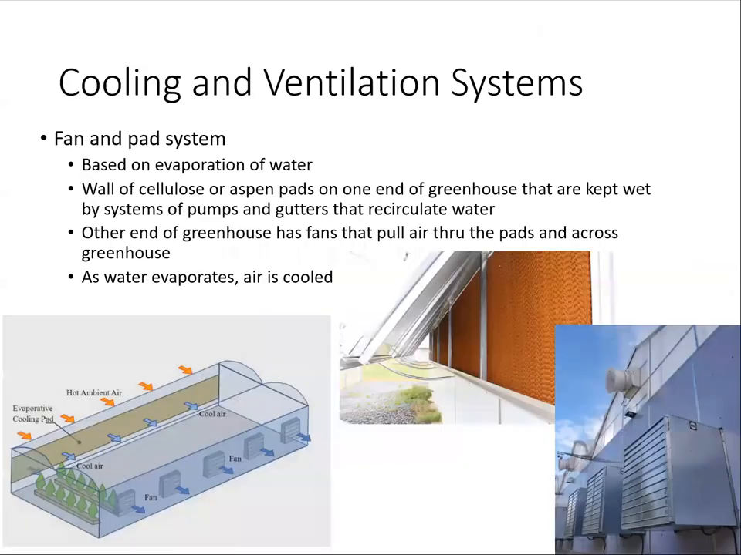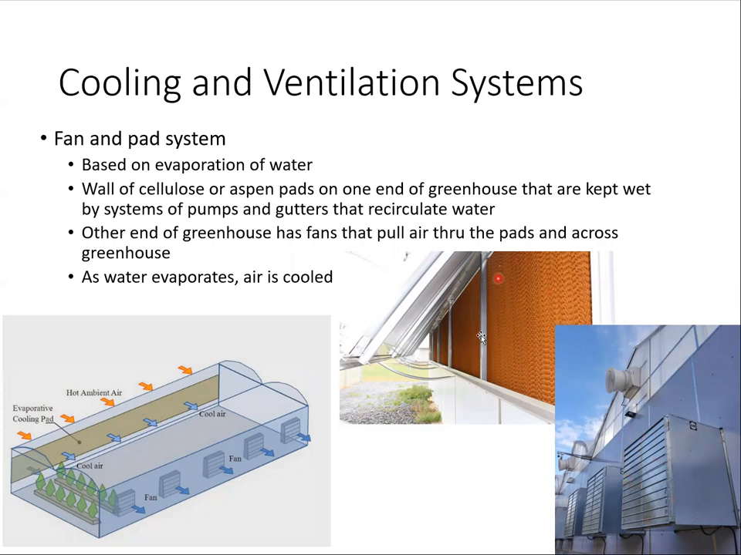Now, cooling and ventilation systems. The typical cooling and vent system is a fan and pad system. This one is the most typically used, and this is a diagram of how it works. You have a pad system on one side and a fan system on the other side. The fan system blows air out of the greenhouse, which in turn pulls air in through the pad. This is what the pads look like, and this is what the fans look like.